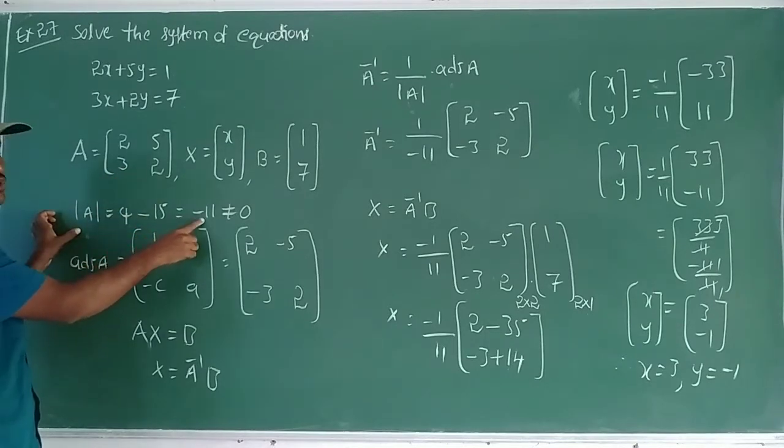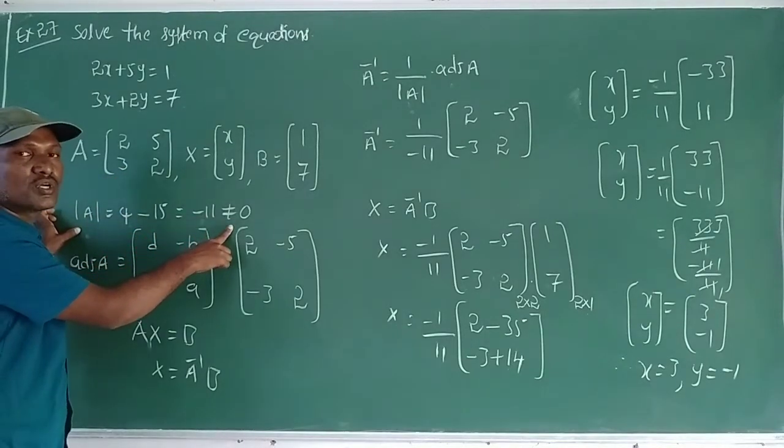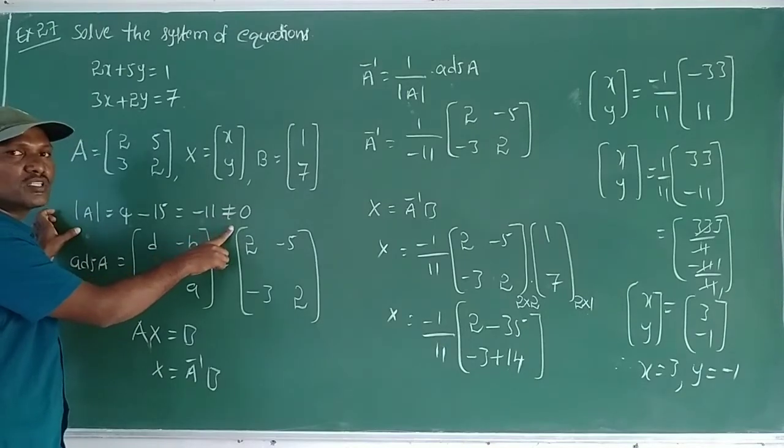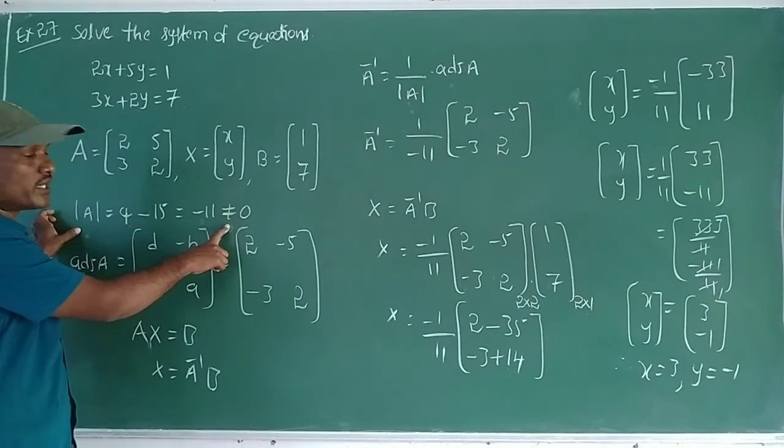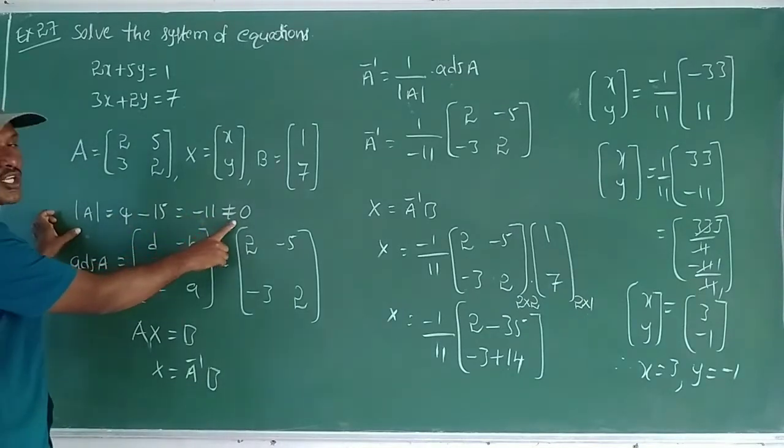4 minus 15 equal to minus 7, which is not equal to 0, so the solution exists. Minus 11 is not equal to 0.